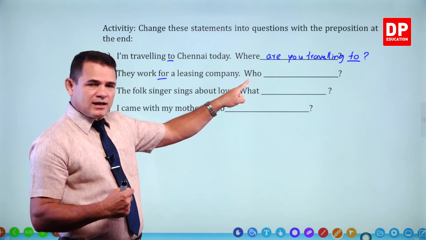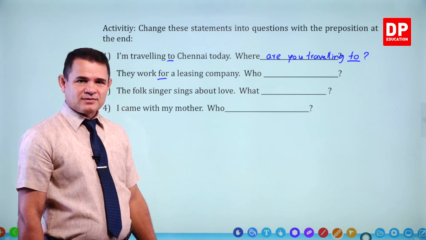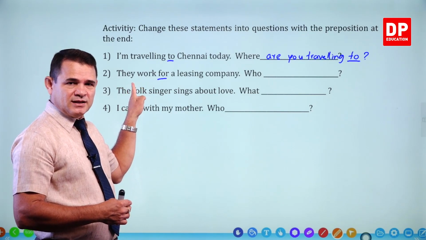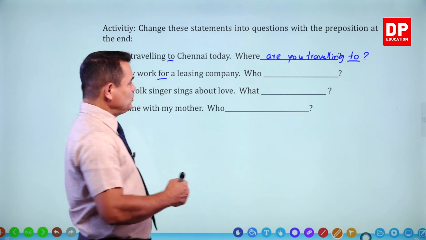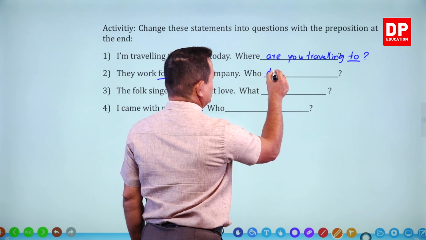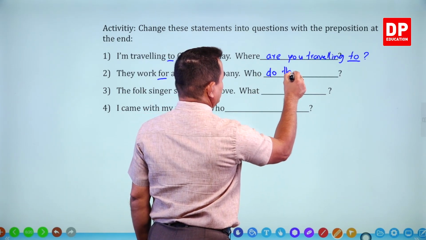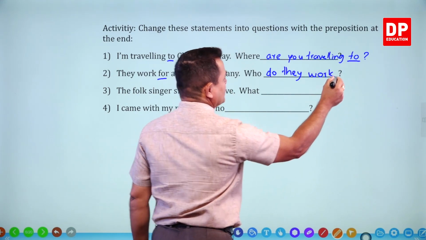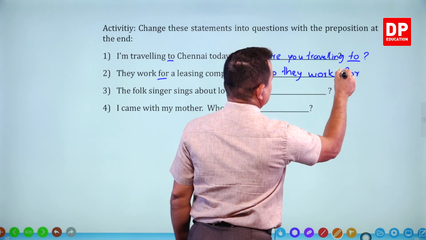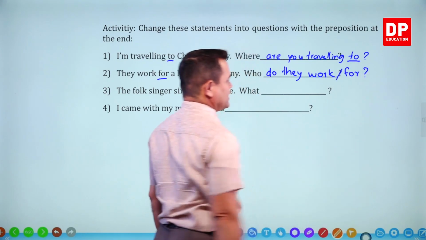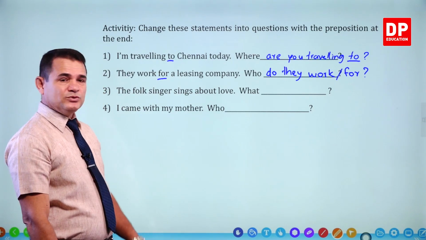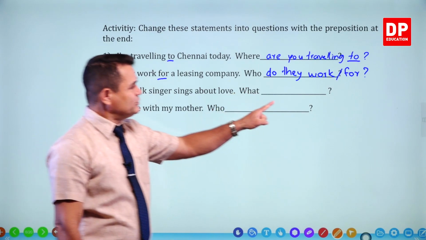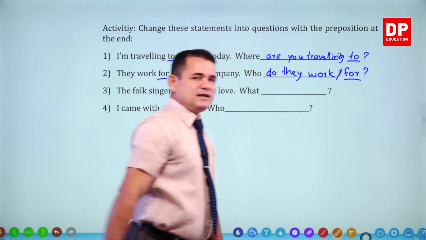So for whom do they work? If it is present tense plural, they is plural, so we can use the word do. Who do they work for? Question mark at the end. Who do they work for? They work for a leasing company. You see, you have used the preposition at the end.